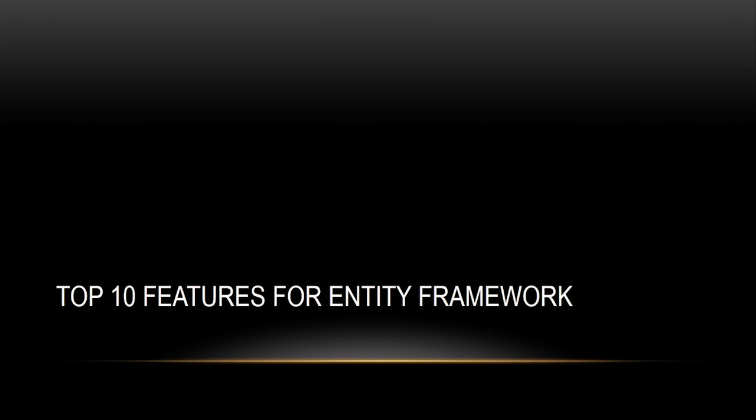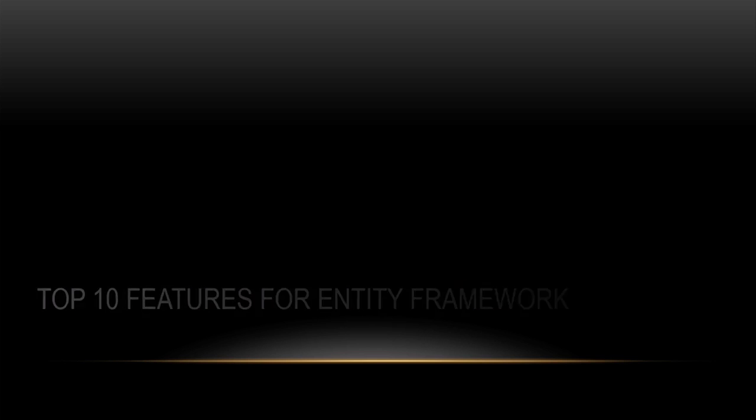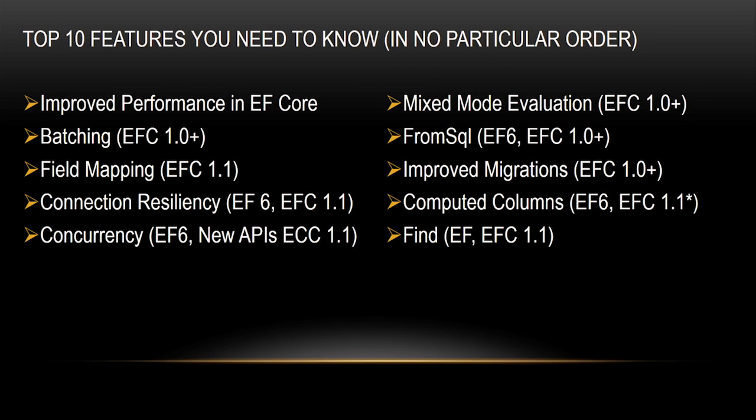All right, so enough of the slides. We're about to jump out into these 10 features that I think, again, this is my personal opinion, but these are the 10 things that you really need to know about Entity Framework. First and foremost, the improved performance. Got a great demo from Rowan that shows how much faster EF Core is than EF6 going against AdventureWorks. Batching of calls, that helps with performance, but it's also customizable. Field mapping, brand new in EF Core.